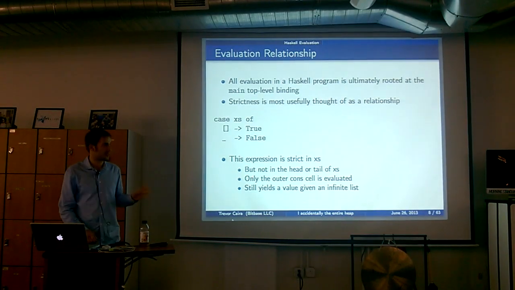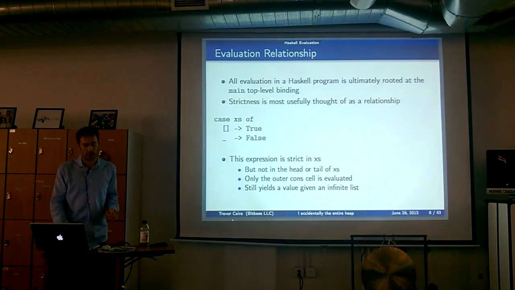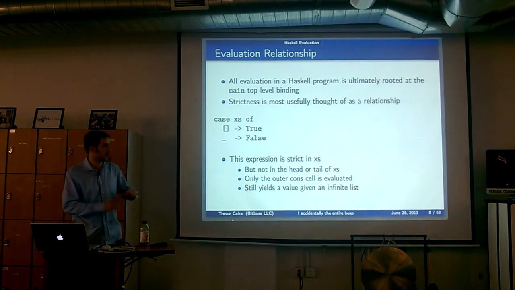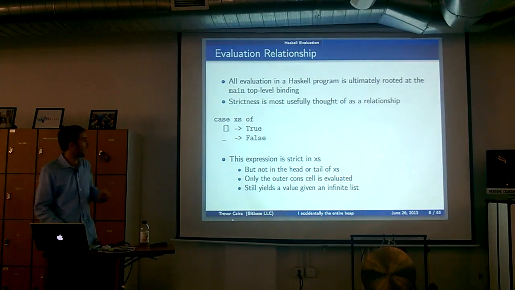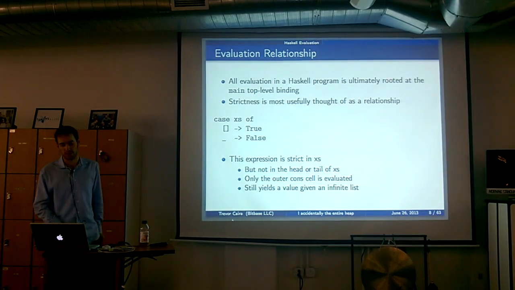So that is to say that it's not strict in the head or the tail of xs, such that only the outer cell of the list, or linked list in Haskell, is ever evaluated. So this could be some form of codata, like an infinite list or something, and that would still converge and give you a regular, good old-fashioned true.